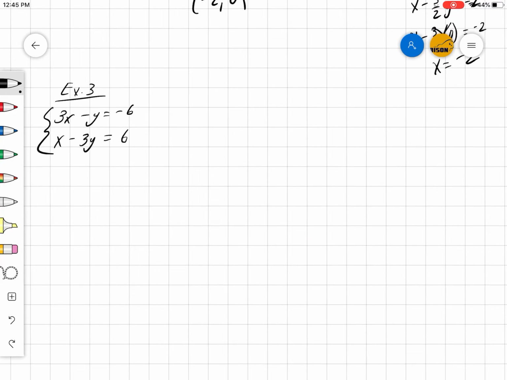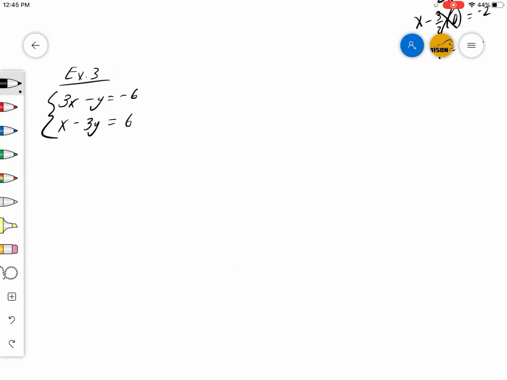Okay, let's do one more. I've got one more example for us. I'm going to put this into an augmented matrix. So 3, negative 1, negative 6. 1, negative 3, 6.